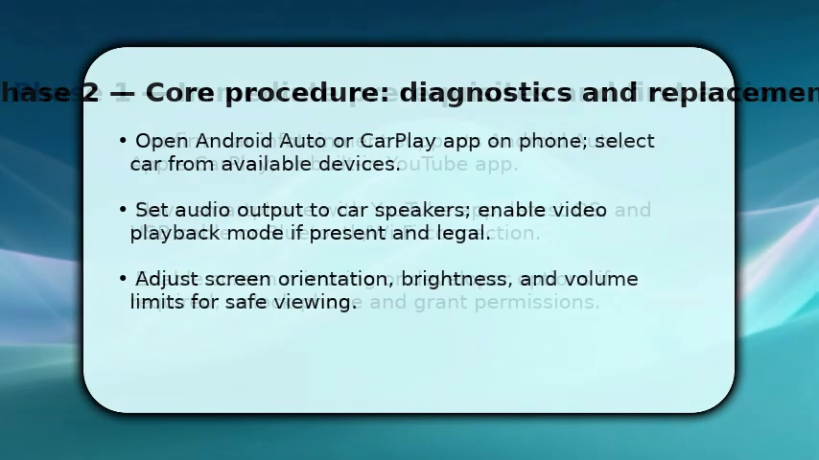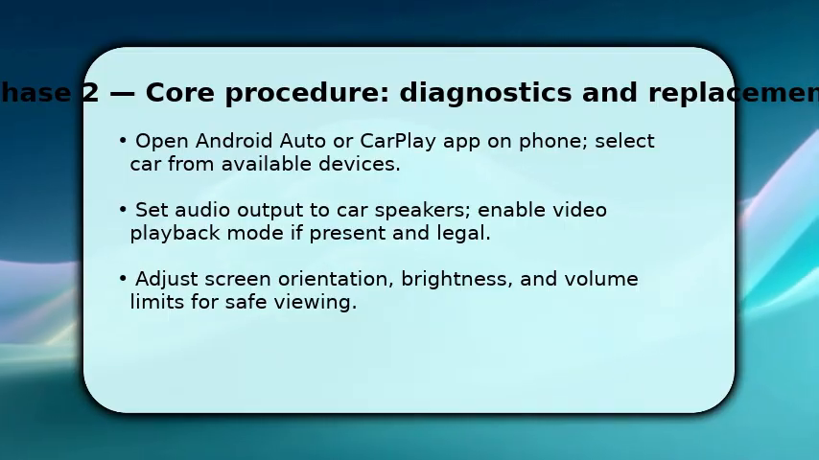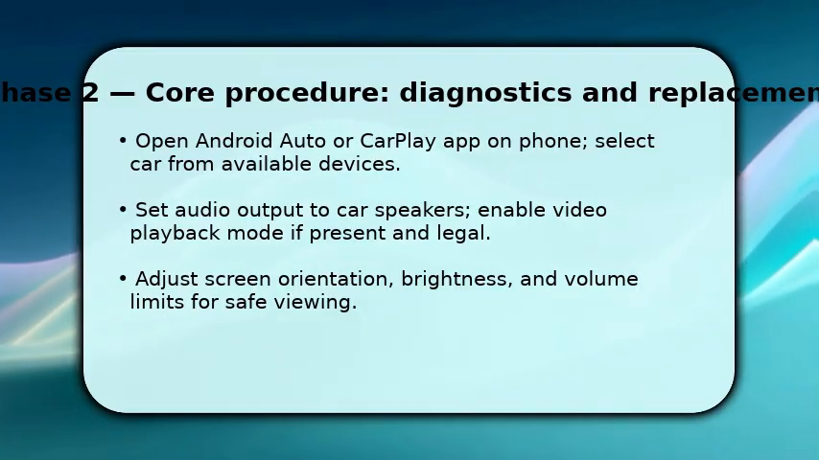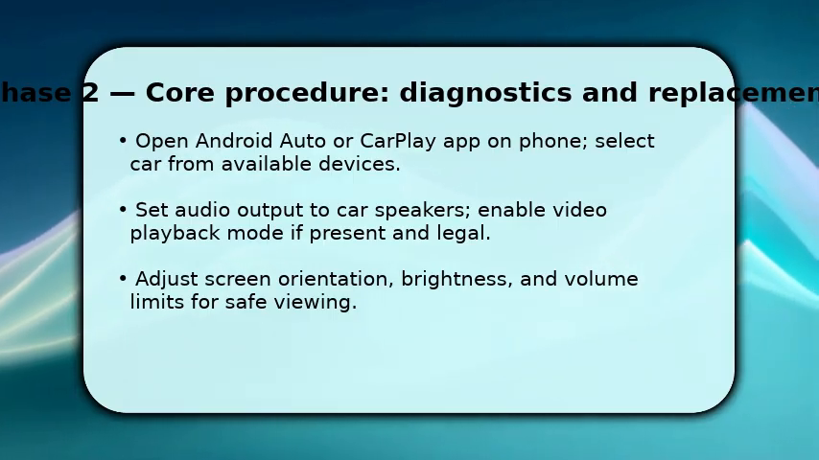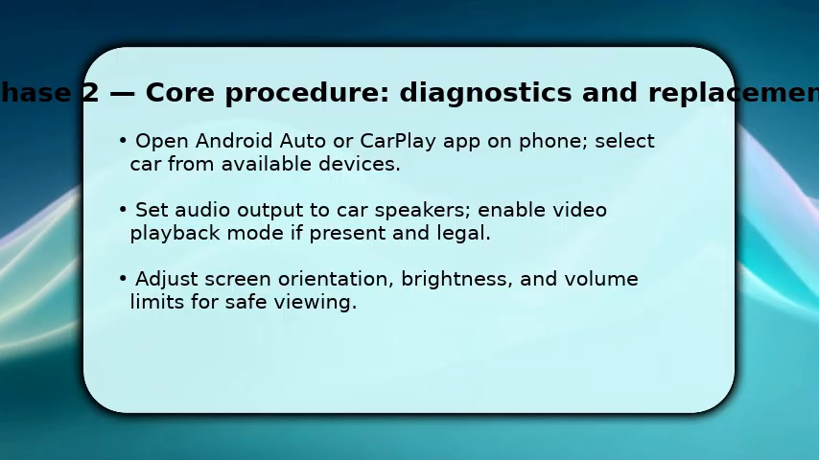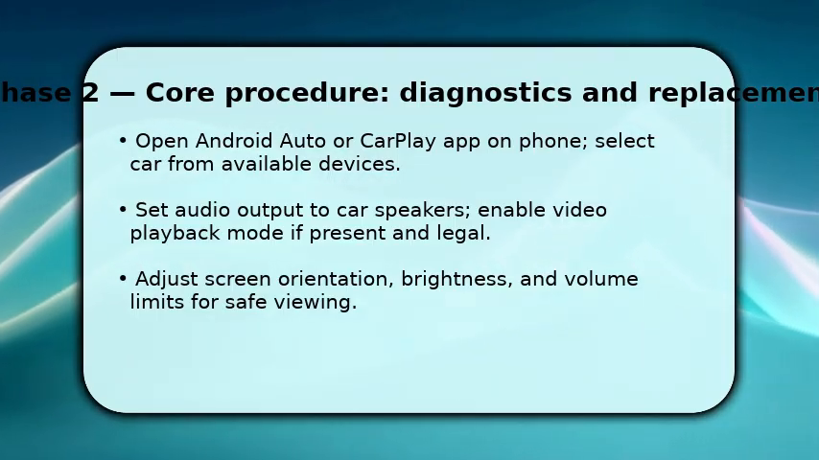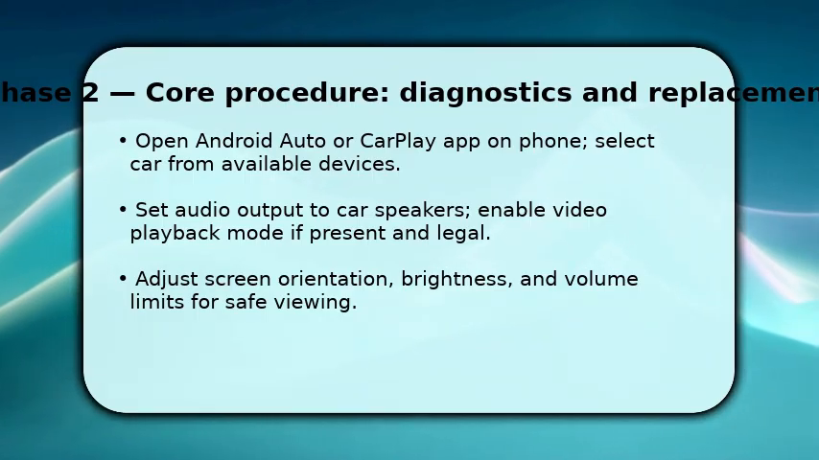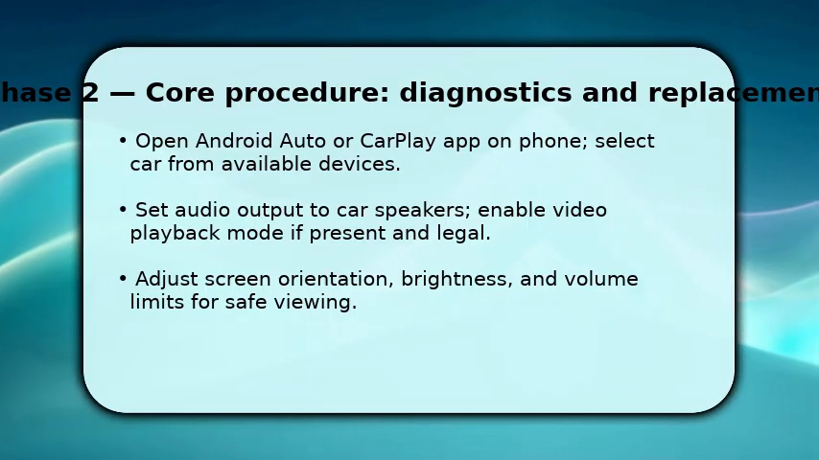steps. Next, open Android Auto or CarPlay on your phone and select the car from the device list. If using a built-in app, choose YouTube on the head unit. You need to set audio output to the car speakers and enable video playback explicitly where allowed, because many systems block video while driving. Make sure to adjust screen orientation and brightness, and set volume limits so sound stays consistent.